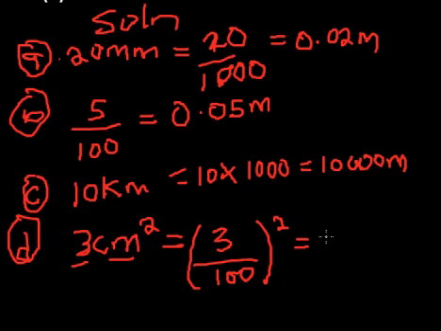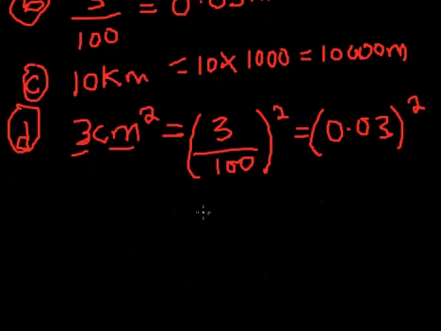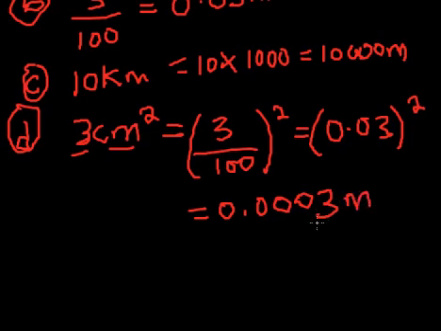So if I divide this, I'm going to have 0.03. Then don't forget the square, I square. And of course when you square, you have 0.0003 meter squared. Okay, so I hope that is well understood.